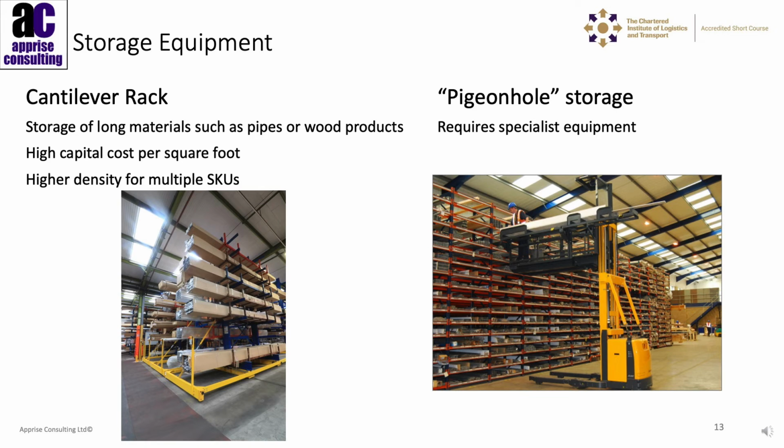This is called cantilever racking, and cantilever racking that we can see on the left hand side is used mainly for very long items, so piping, for example, or wood products or carpets. On the right hand side we have something called pigeonhole storage, which requires specialist equipment, and we can see the operator there on the forklift actually pushing the items into the pigeonhole racking itself. So again, used for kind of lightweight, longer products.